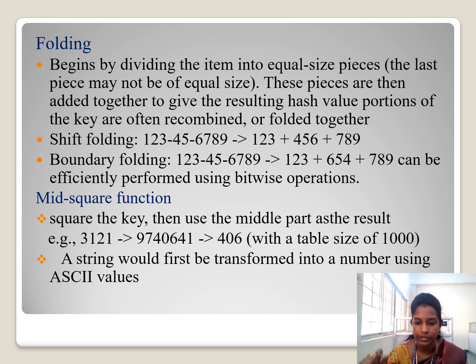So next is the mid square function. If we are given an integer value like 11, we take its square, which is 121. From that we take the middle value, and in 121 the middle value is 2. So 11 has to be stored at the second index. That is the mid square function.